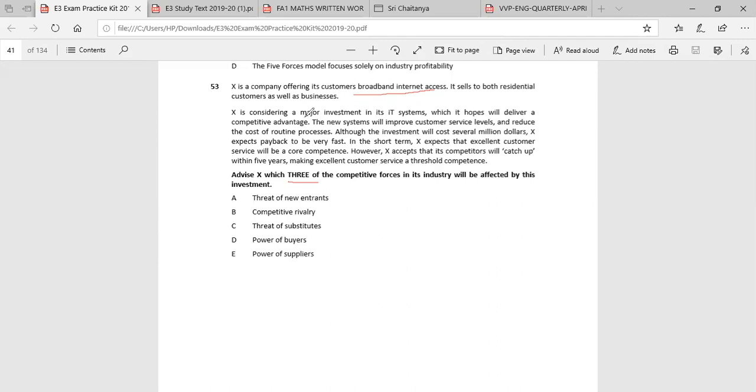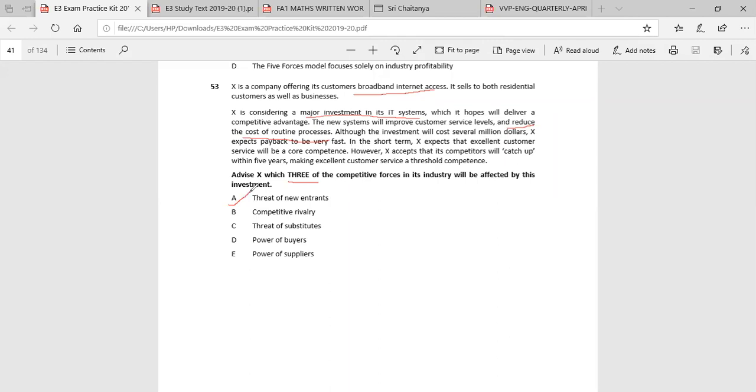They're considering a major investment in IT systems, which they hope will deliver a competitive advantage. The new system will improve customer service levels and reduce the cost of routine processes. So they are achieving economies of scale. When they achieve the economies of scale, they can eliminate the new entrants. So new entrants can be eliminated is one point there.